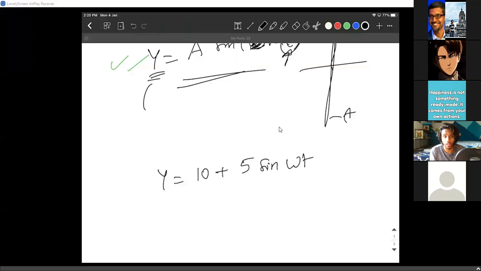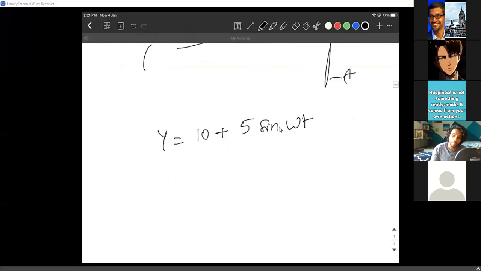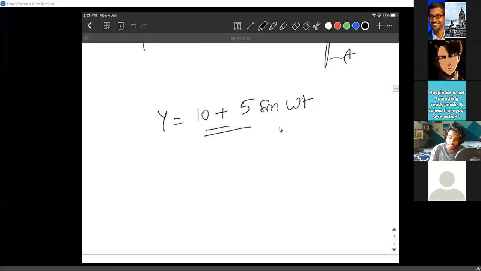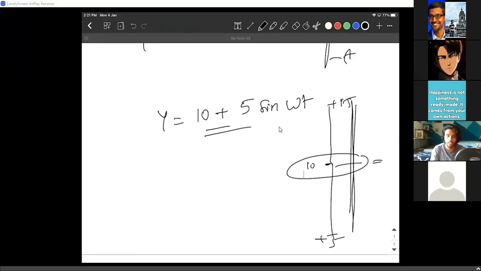Can this, 10 plus 5 sine omega t, represent an SHM? No, sir. Why not? Because the 10 is not oscillating, sir. Like 5 is oscillating, 10 is a constant function. But if I clearly observe, this function varies between plus 15 and plus 5, taking 10 as a mean position. But it is not coming to the mean, sir.